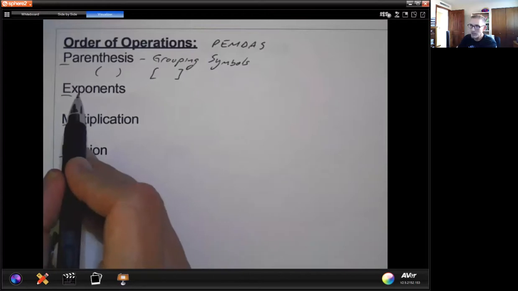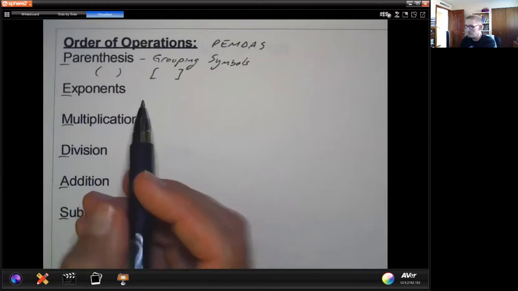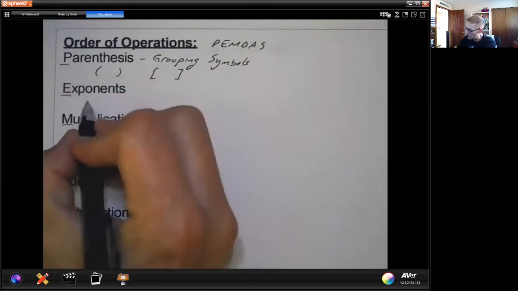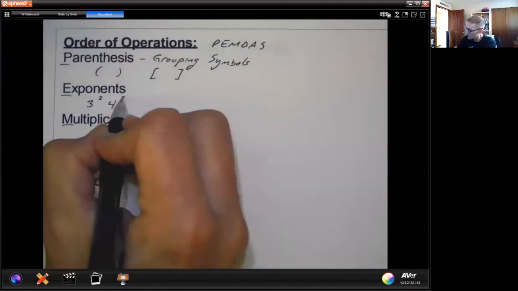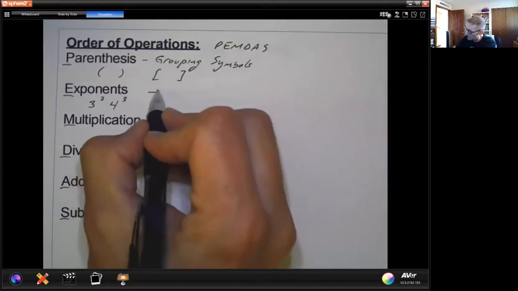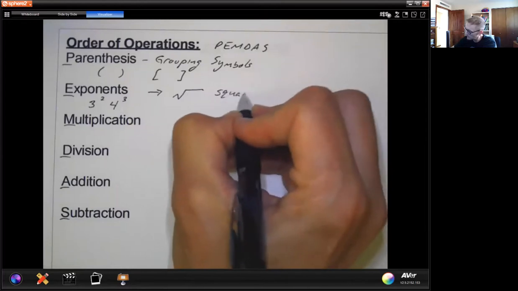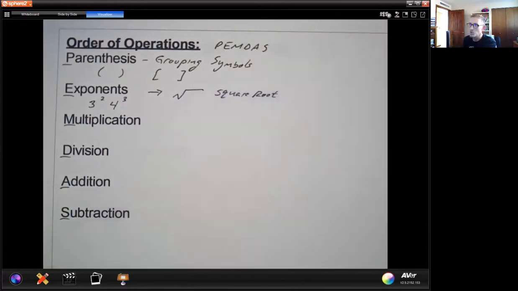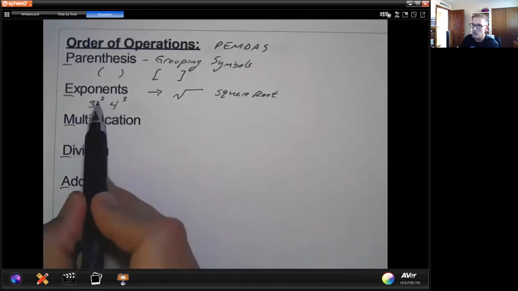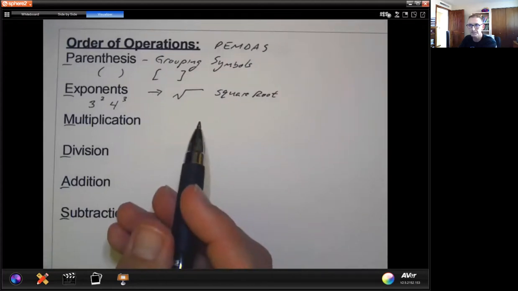Now, when we're talking about exponents for the next one in our order of operations, we can have exponents that is to the second power or to the third power. But the opposite of an exponent, and this is something we're going to work with a lot more this year, is a square root symbol. A square root symbol also happens at this particular step. Now what's important is the opposite of an exponent, the opposite of squared, is a square root, which is why it happens at the same time.